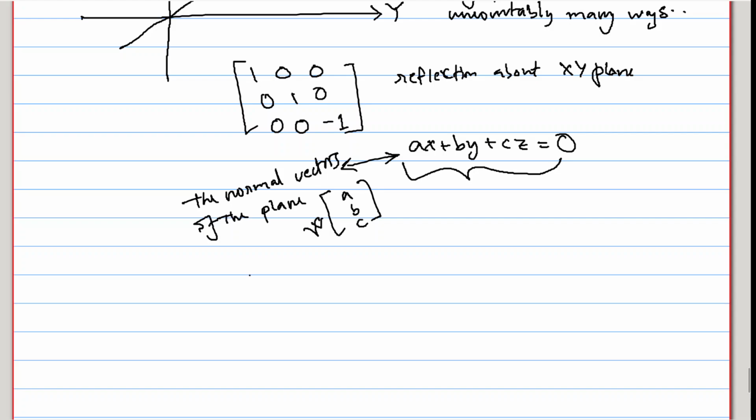Let me think about it. (a, b, c), where should it go? It should go to minus a, minus b, minus c, right?